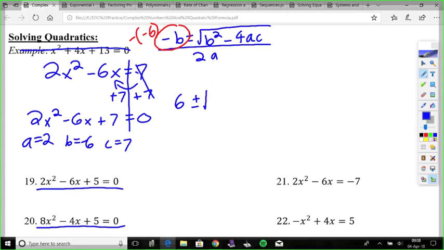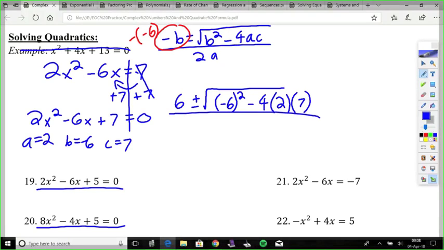Plus or minus the square root. Now, if you're going to type this in the calculator, keep in mind that you would have to use parentheses when you square something like this, so negative 6 squared. If you don't use parentheses, you're going to get that wrong, which will result in the whole problem being wrong. So use parentheses, or just do it in your head if you know what negative 6 times negative 6 is. 4 times a, which is 2, and c, which is 7. And then remember, this is all divided by 2 times a, which is 2.